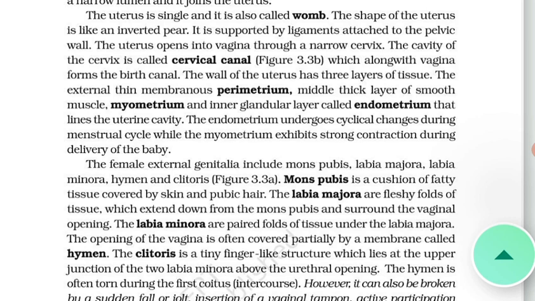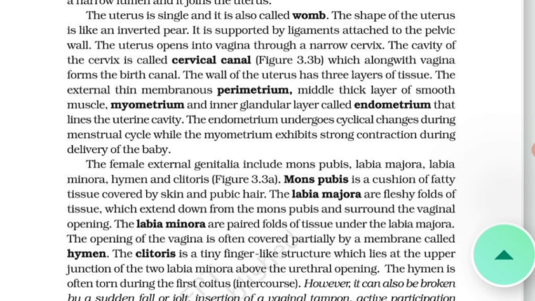Along with the vagina forms the birth canal. Clear? Once again I am repeating it, listen to it properly. ठीक है? The cavity of the cervix is called cervical canal, which along with the vagina forms the birth canal. The wall of the uterus has 3 layers of tissues: the external thin membranous perimetrium, a middle thick layer of smooth muscles myometrium, and an inner glandular layer called endometrium that lines the uterine cavity.